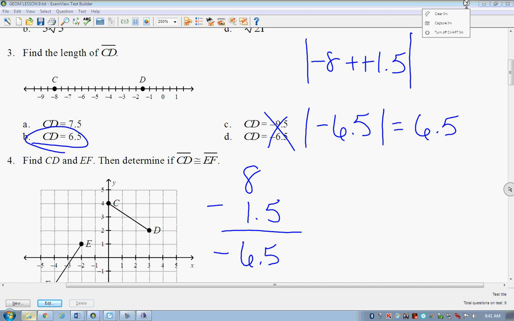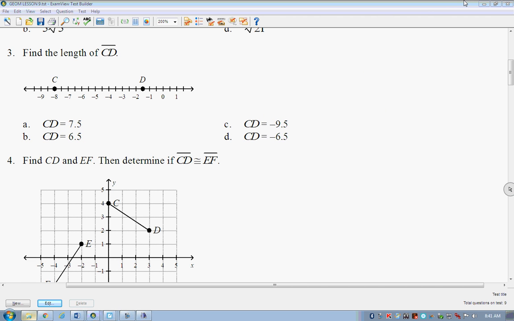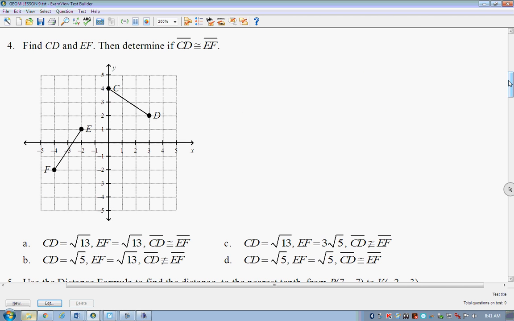All right, let's see if there's some other questions in here. Number 4, find CD and EF, then determine if CD equals EF. This is where I'm going to show you another way, besides the distance formula. Now, should you know the distance formula? Yes, but I want to show you something else, okay? This is the length of the line that I'm looking for, correct?